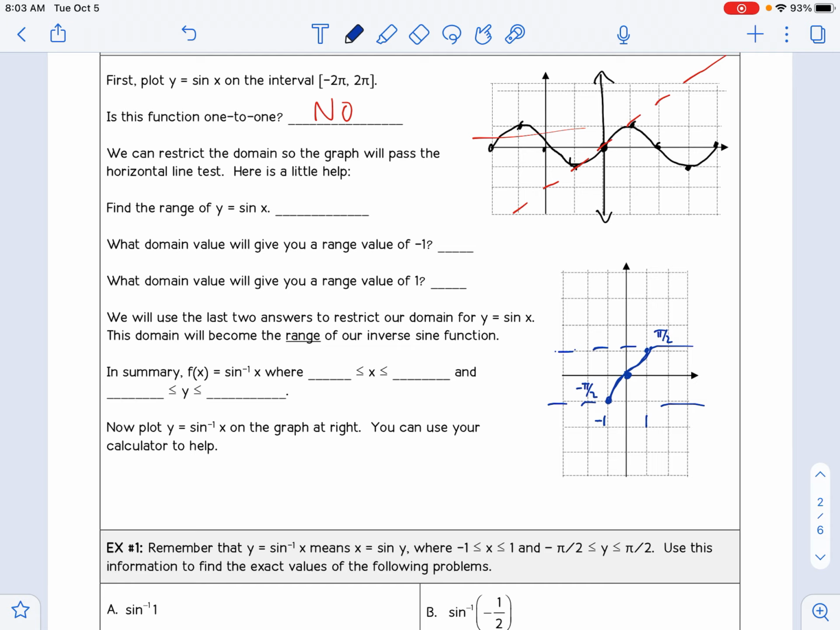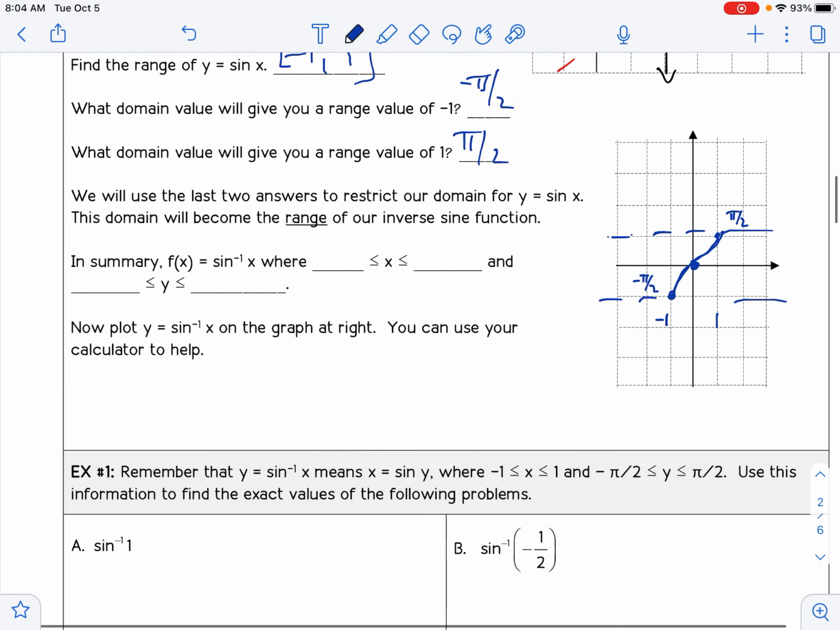So the range for y equals sine that we want to use to make it 1 to 1 is going to be -1 to 1. The domain value they give us for a range value of -1 is going to be negative pi over 2. That's on your unit circle. Positive pi over 2 for 1. So in summary, if we're trying to graph the inverse of sine of f(x), we're only doing it from -1 to 1 for our x values and negative pi over 2 to pi over 2 for our y values.